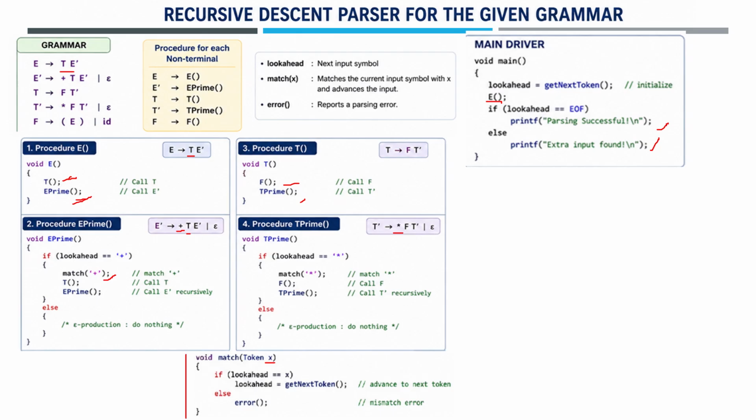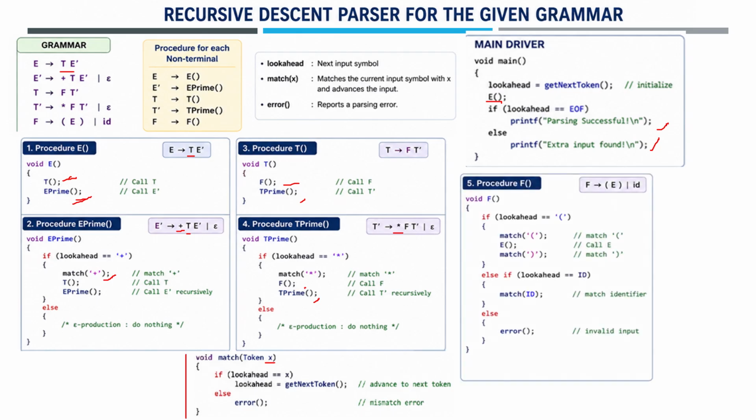And then what is the next one that we have? The non-terminal F. So just include the procedure for it. Again, the next one is T dash, which is a non-terminal. Just include the procedure call for it. And this production also includes epsilon. If it is an epsilon, in the else part, just leave it empty, do nothing.